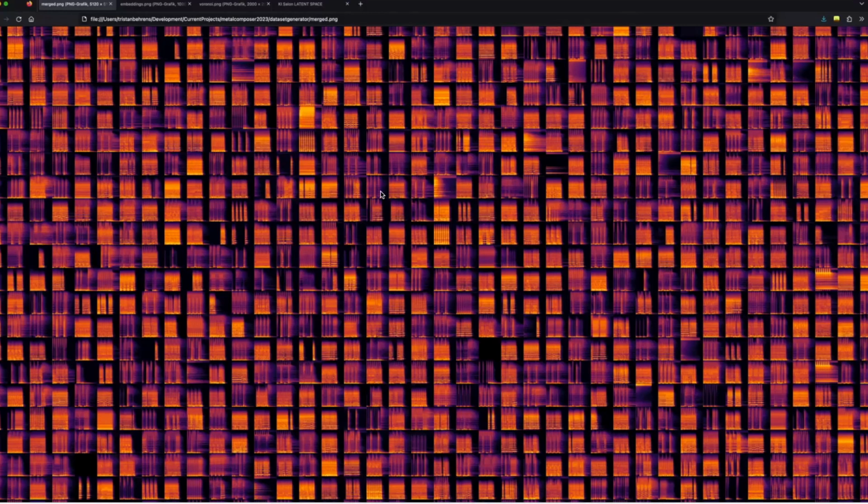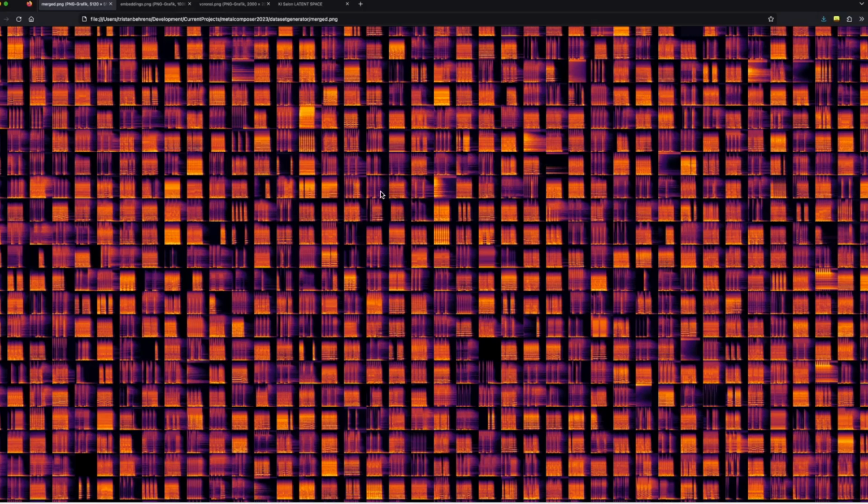Hi everybody. Due to popular demand, I would like to show something that I have been working on for the last couple of weeks. What you see here is a visual representation of a subset of a dataset that I have just generated. The dataset itself consists of 20,000 heavy metal samples, all of them generated by artificial intelligence. So I have a deep neural network that composes heavy metal music for me.